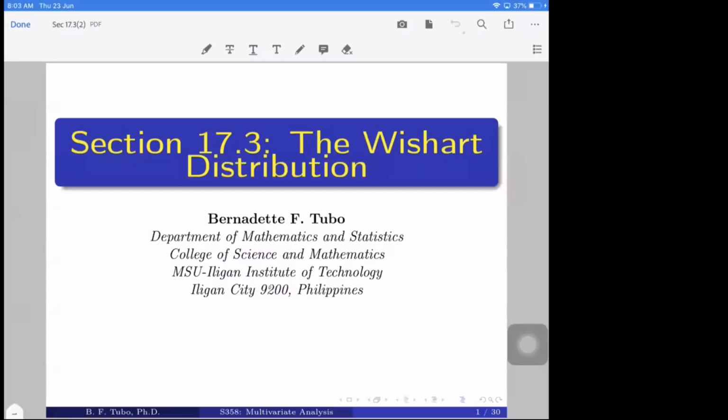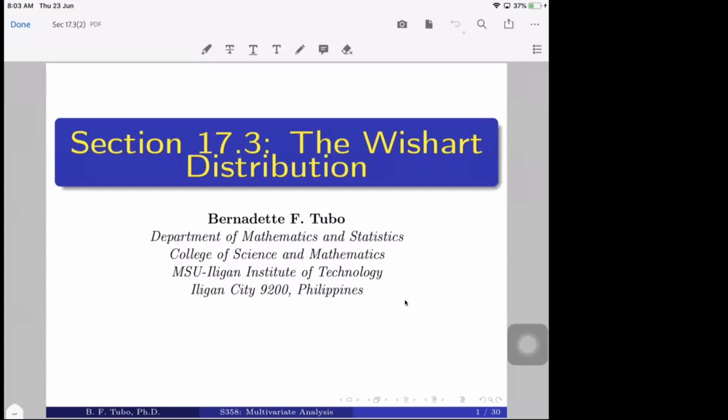We have finished, yesterday, discussing sections 17.1 and 17.2. Today, we shall discuss the continuation of chapter 17, which is section 17.3. Now, 17.3 talks about the Wishart distribution.